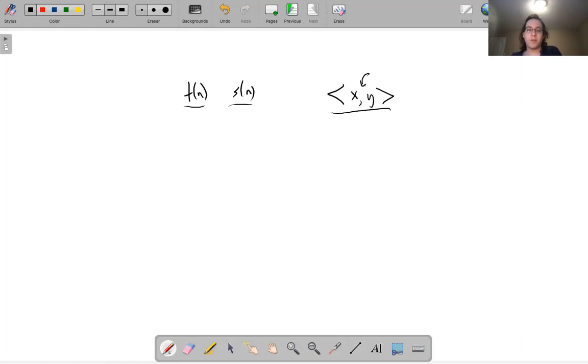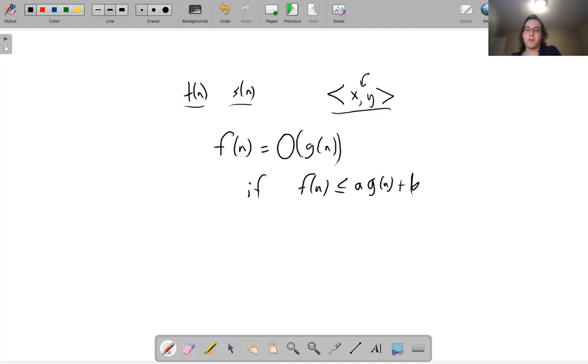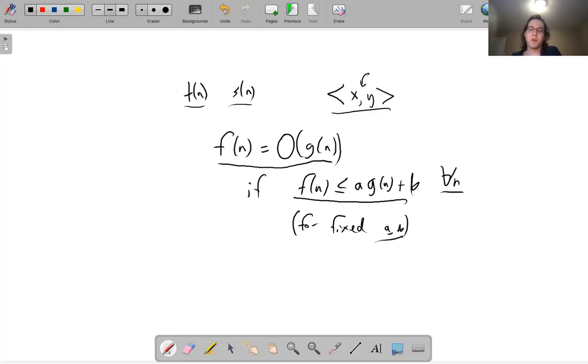Okay, so you may have seen this before. Basically we say that f of n is equal to big O of g of n, where these are functions, if there are fixed a and b such that for all n, f of n is less than or equal to a times g of n plus b. Then we say that f of n is big O of g of n. You probably have seen this in other courses. There's a bit more detail in the notes if you haven't.